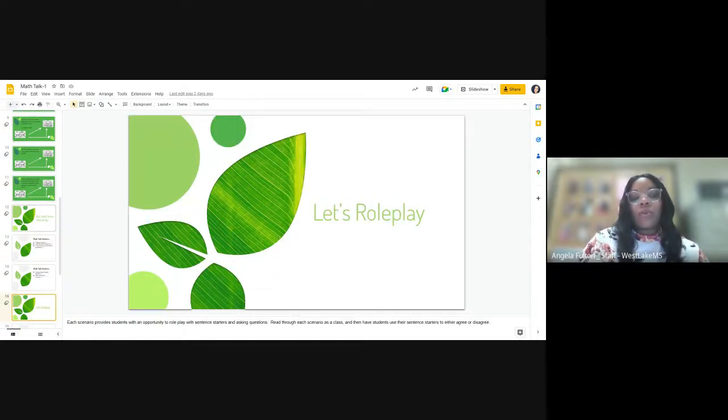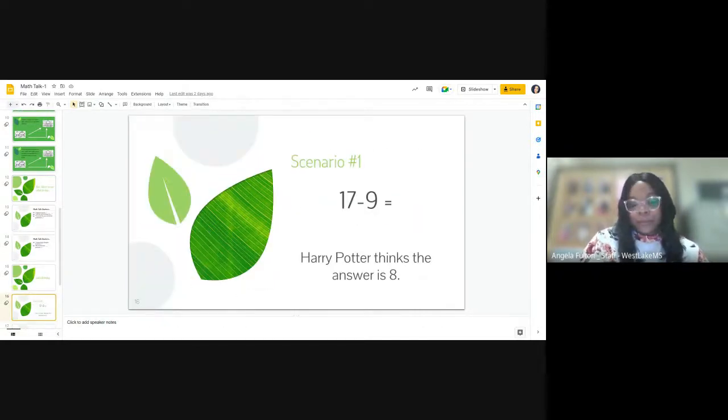And then we just kind of role play. So we go through and have a scenario. And so here our scenario is Harry Potter thinks the answer is 8. So I'd have the students have their sentence starters, and if they agree, they can go back to one of the comments, I agree because, and explain why they agree, or I disagree because. And I tried to keep the problems with just adding or subtracting just to keep it low level, because honestly, the point isn't really the math, the point is the Math Talk. Because this is a Google slide, when you make a copy, you can change any of these slides again to suit your students, right?